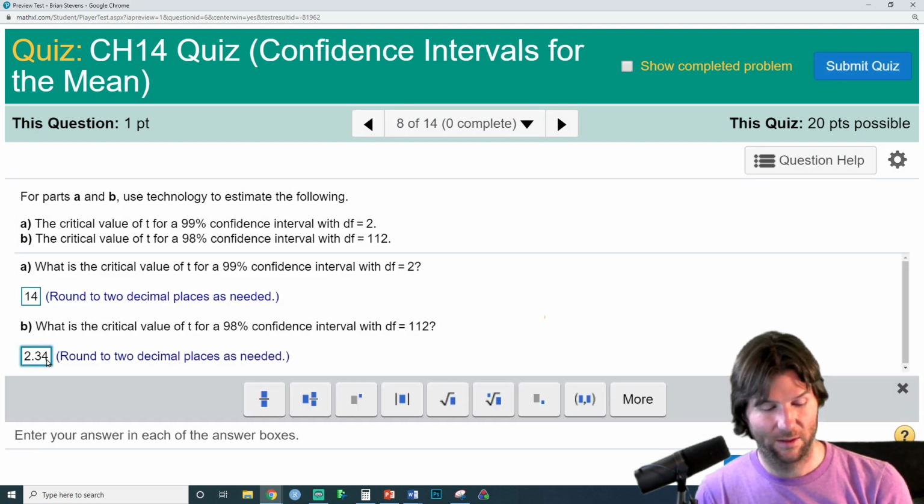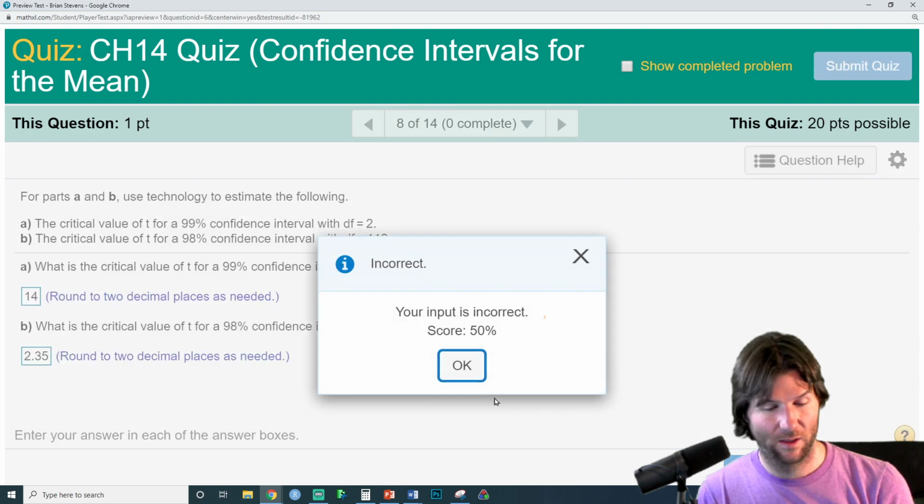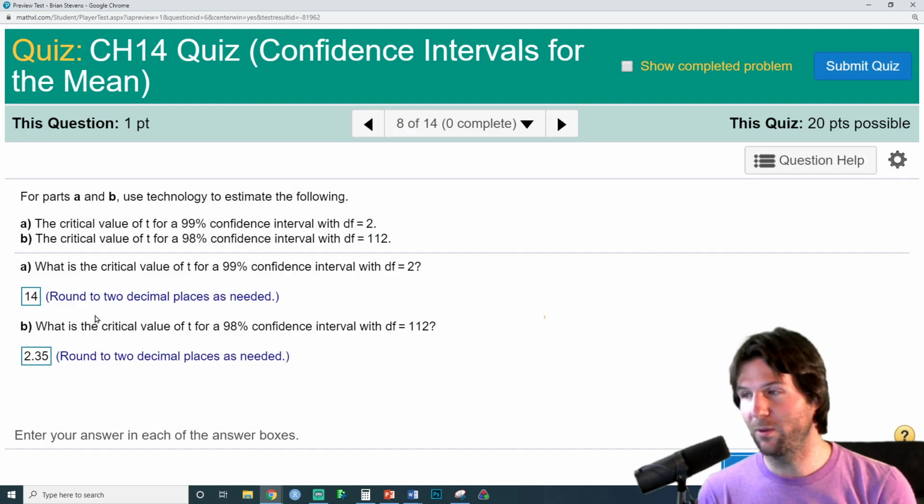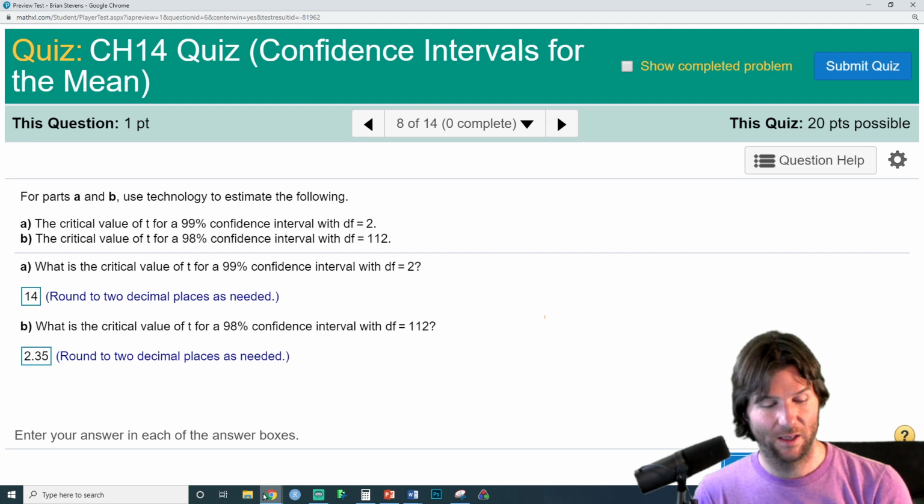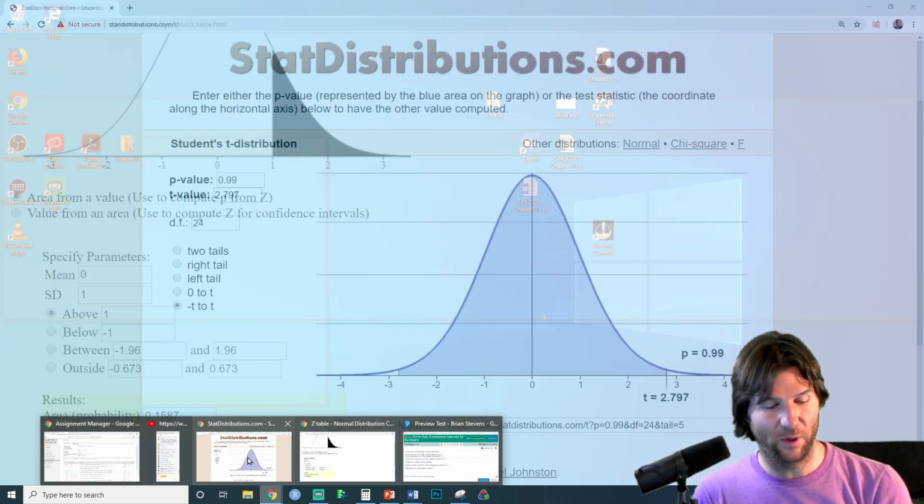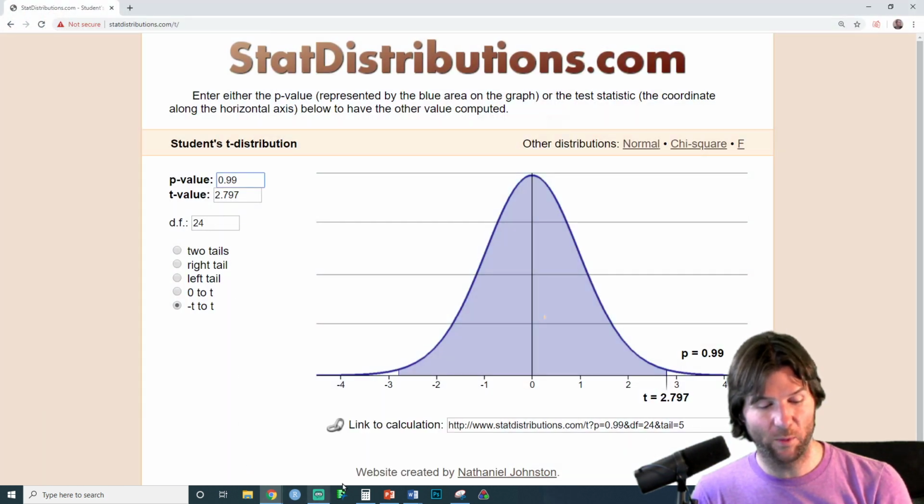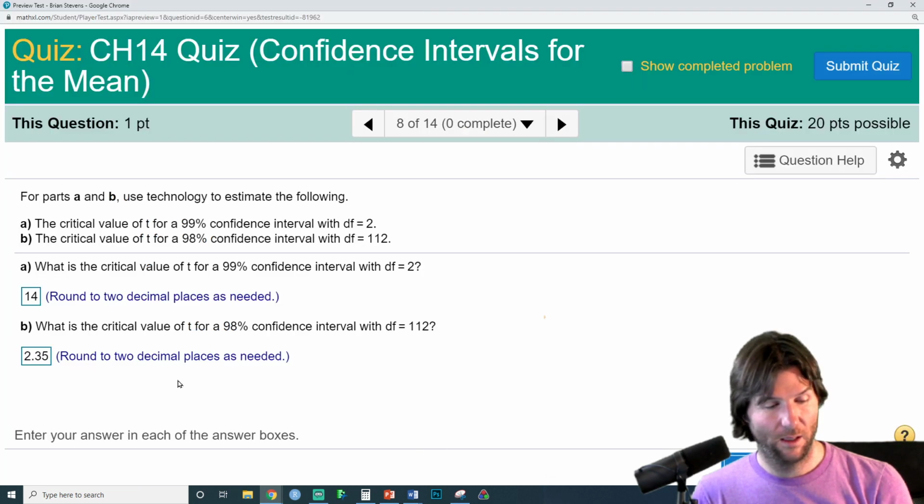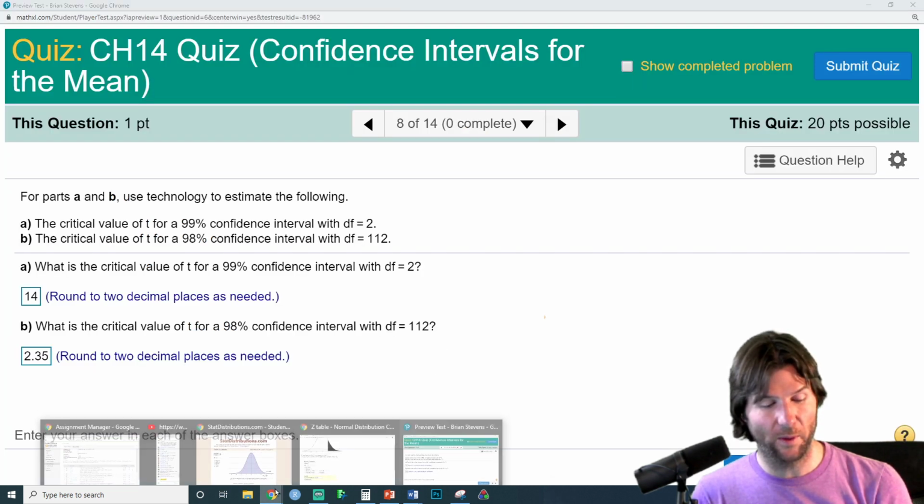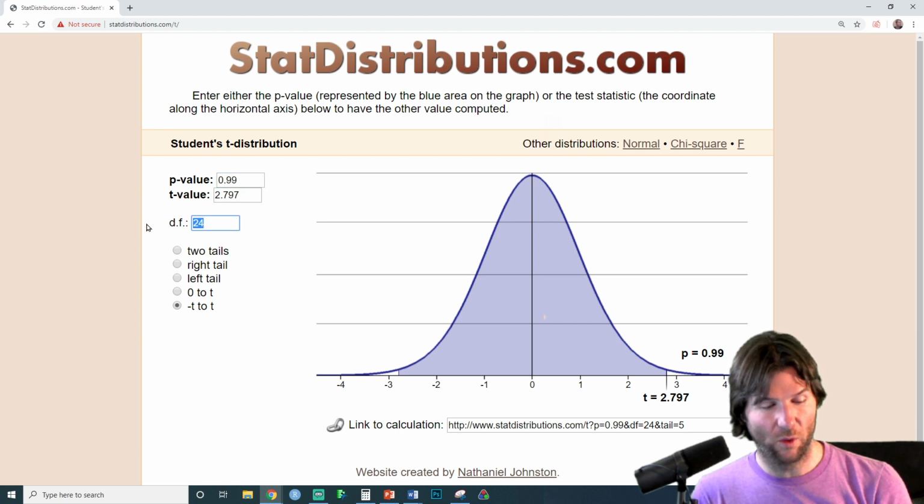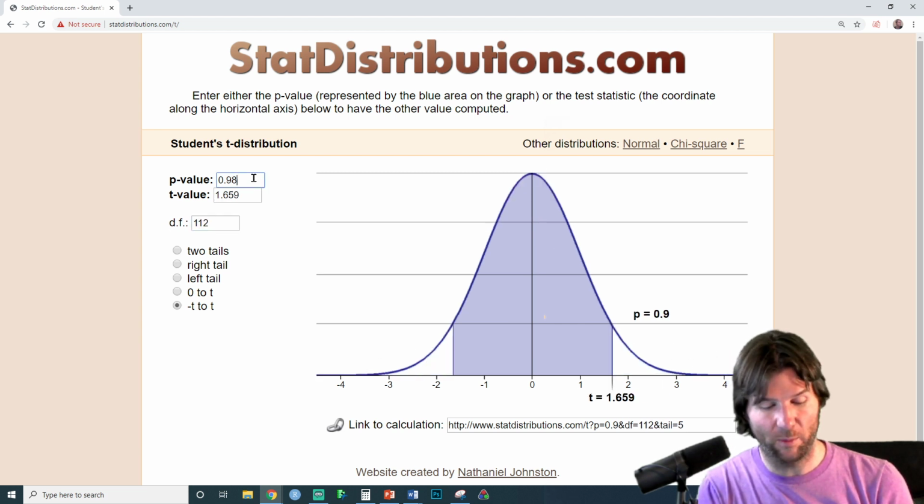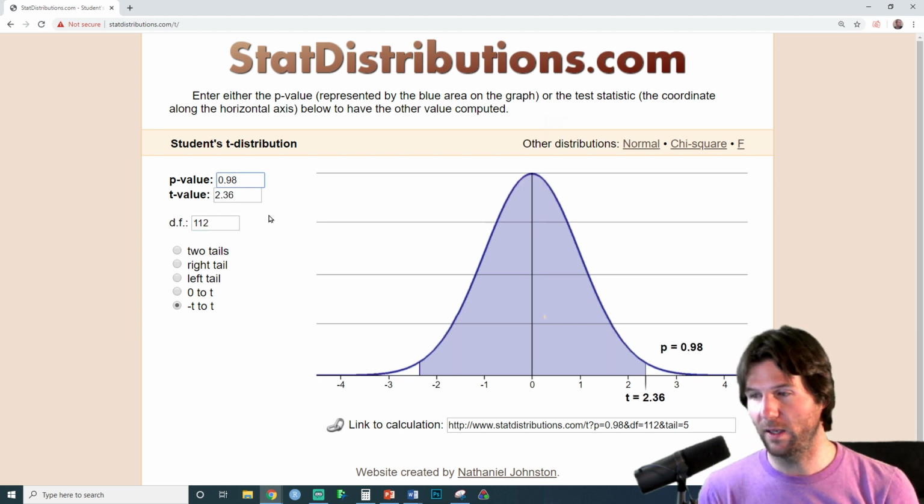Okay, it's my last guess, and then I'm going to take a look at these. There we go. If you notice, I was saying very close to the right answer, but yep. It's hard to guess some of these, but let's go over and look at this. This bottom one right here had 112 degrees of freedom, 98% confidence. So there's the answer right there to that one.